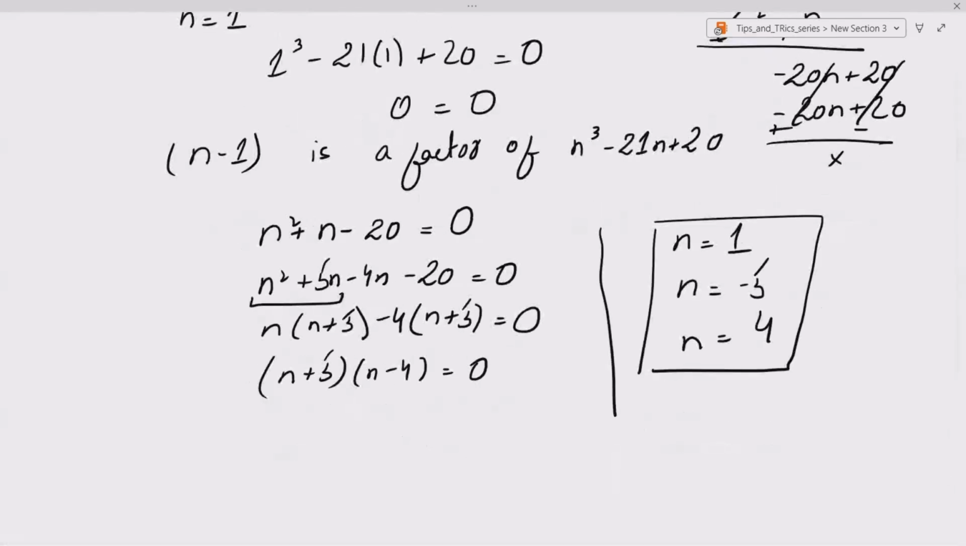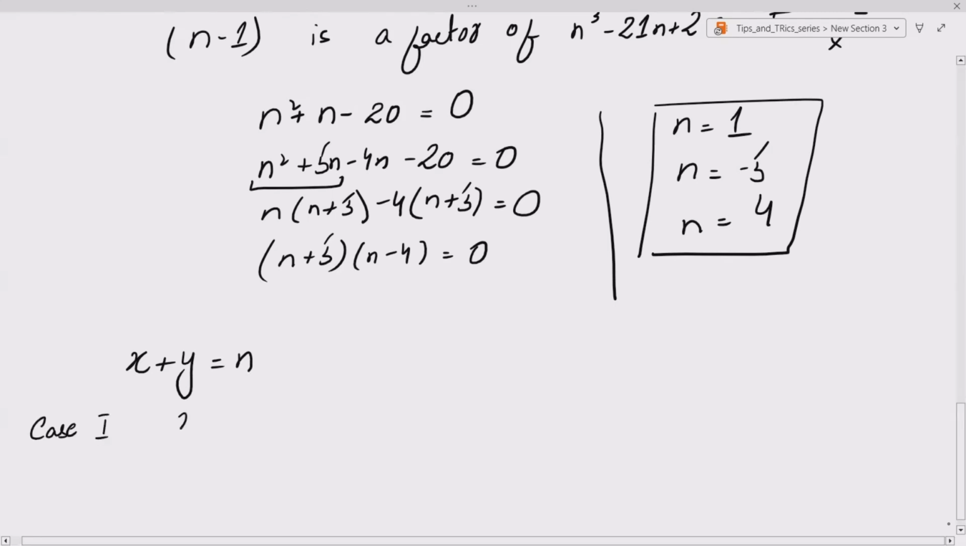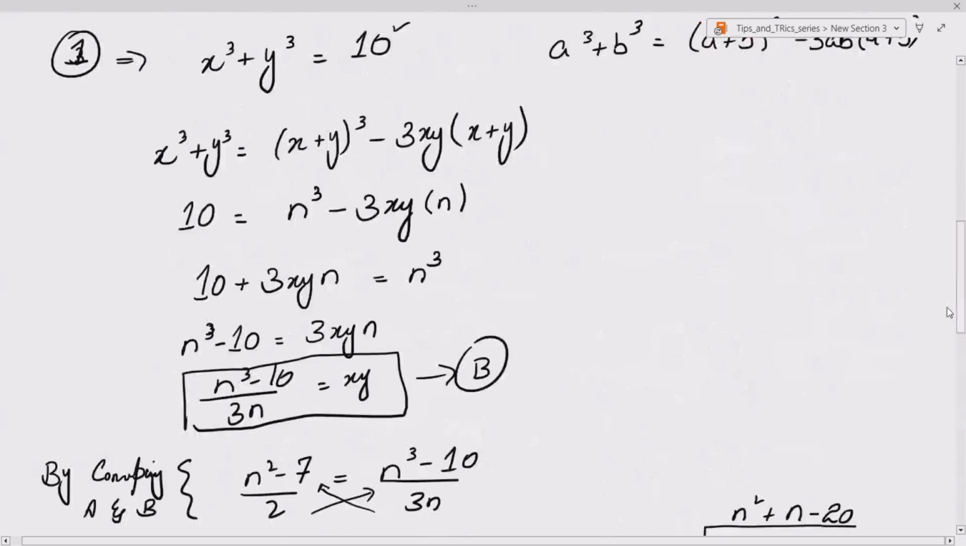And we know that we supposed x plus y equals n, right? It means we have case 1 in which x plus y equals 1, case 2 in which I take x plus y equals minus 5, and case 3 in which we take x plus y equals 4. So we got three values of x plus y.